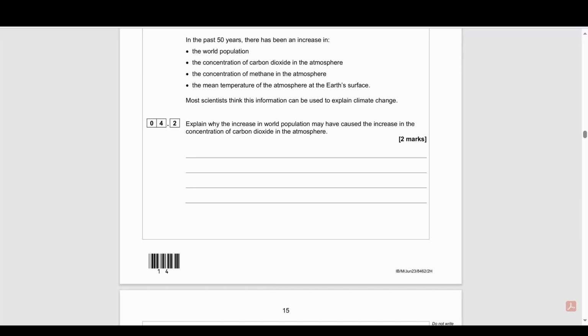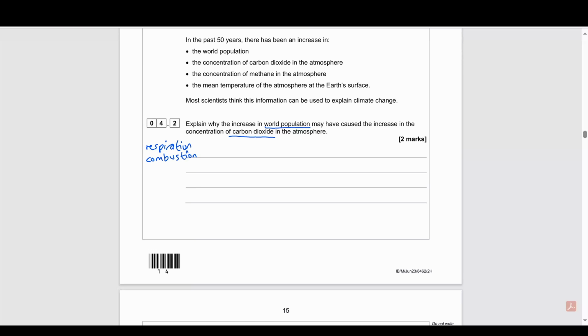So we've got to think about why an increase in the number of people on Earth has led to an increase in the concentration of carbon dioxide. Well, it's about how carbon dioxide can be released into the atmosphere. There are numerous ways. One way is respiration. Combustion, which is the burning of fossil fuels. And a lack of photosynthesis, because remember that a lack of photosynthesis will lead to less carbon dioxide being taken up.